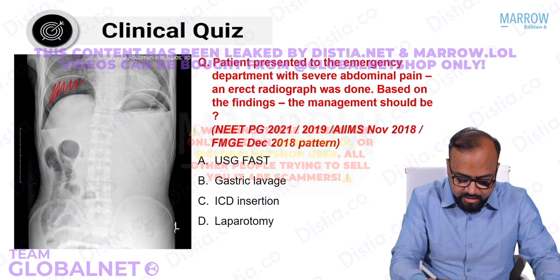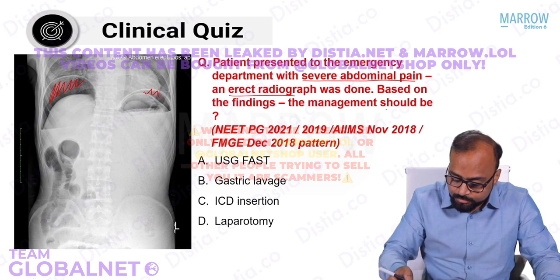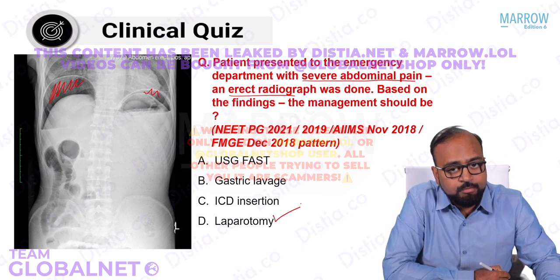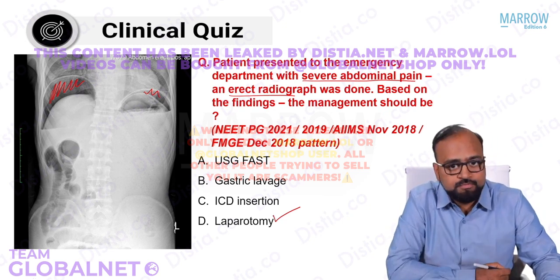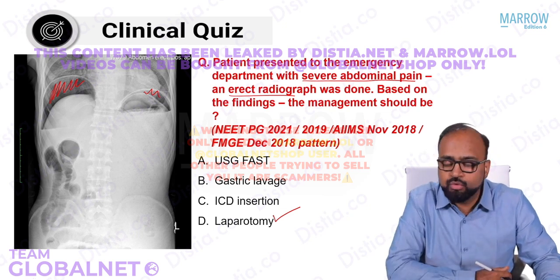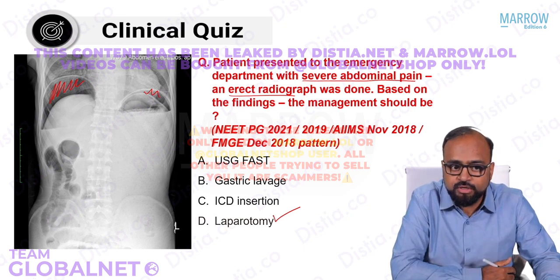Look at this: free air under the domes of diaphragm. Patient presents with severe abdominal pain. Erect radiograph is done. What should be the management? Now in this case, the management is going to be an emergency exploratory laparotomy, because there is perforation which has been documented. There is pneumoperitoneum. The cause is perforation. So we have to identify the site of perforation and treat it, close it, or do a resection anastomosis. So laparotomy is going to be the management.